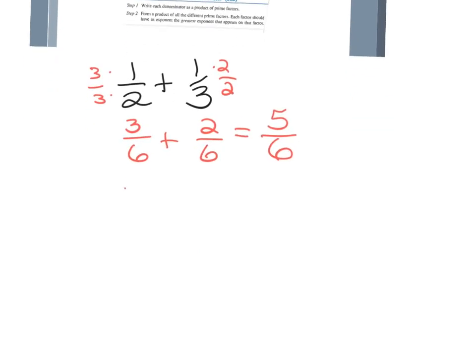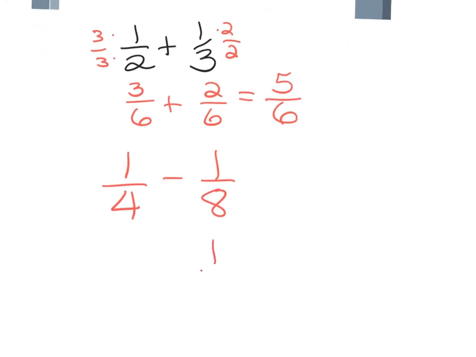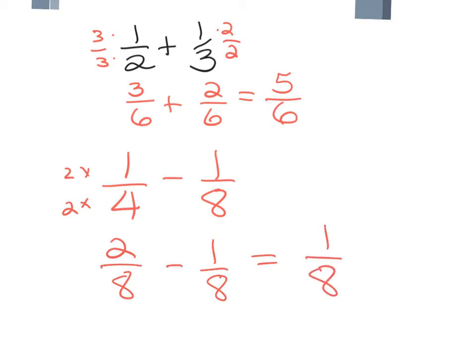Let's say I'm asking you to subtract this time. 1/4 minus 1/8. What is going to be my common denominator here? It's going to be 8. So the 1/8 stays. What did I have to do to the 4 to make it become an 8? Multiply by 2. Whatever you did to the denominator, you do to the numerator. Now that I have a common denominator, I subtract the numerator, and there's my answer.